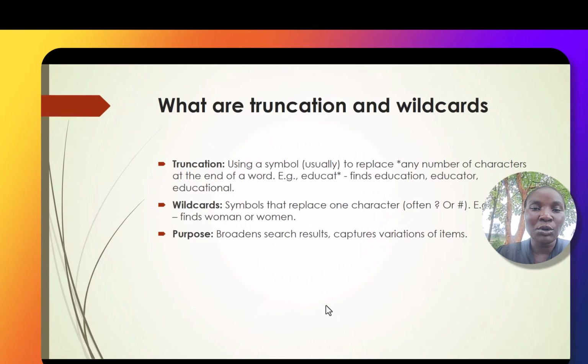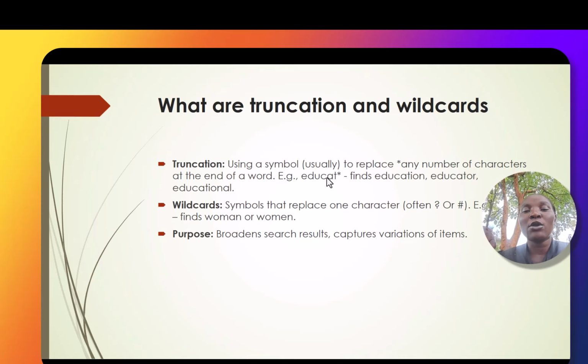Truncation uses a symbol, usually to replace any number of characters at the end of a word. So truncation is to cut a word, like when you are searching for something under education, or educational, or educator, you will need to type educate with a star, and it will bring for you the words. We shall also see the effect of elongating words. We have wildcards, symbols that replace one character, often question mark or hash, for example wom?n finds woman or women.